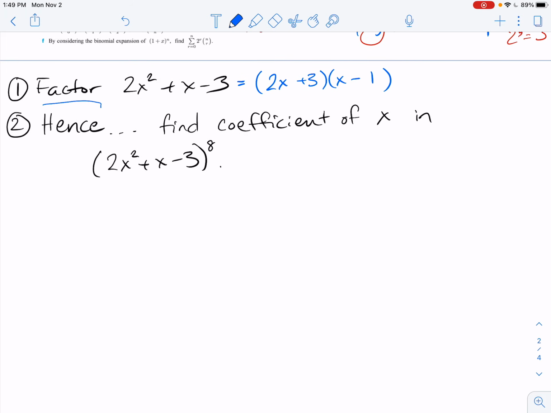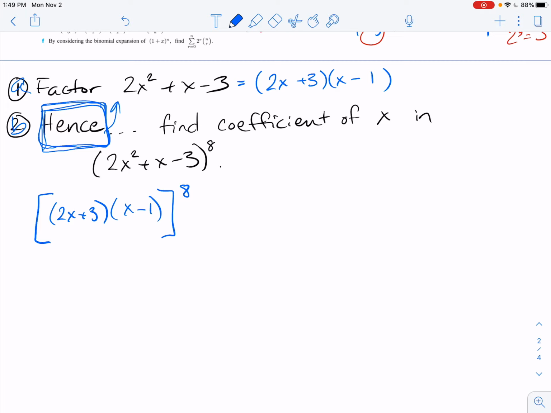So they say hence. I think the directions actually said hence or otherwise, but hence is a big clue for you in the IB world. Hence means look back. See, this was part A, this was part B, really. Look back at part A. Hence tells you that part A set you up for success. So in other words, what we want to do is say this is (2x + 3) times (x - 1), and all of that is raised to the 8th power.